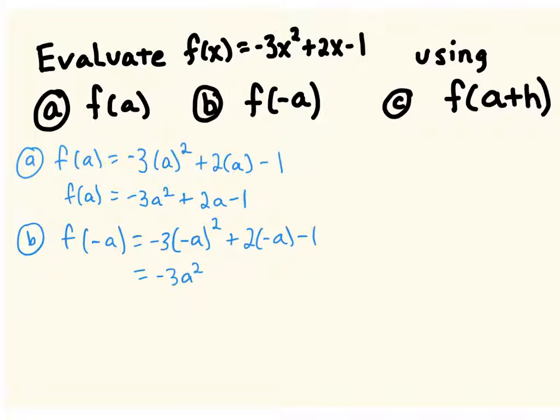Now in the next term we will have a negative 1 times the 2, which essentially then makes this minus 2a minus 1. So you can see the difference in these two results, that they almost are essentially the same except the middle term. When you're putting in a positive a, the middle term stays positive. When you're substituting negative a, the middle term becomes negative 2a.